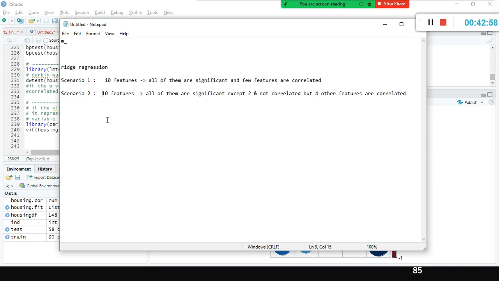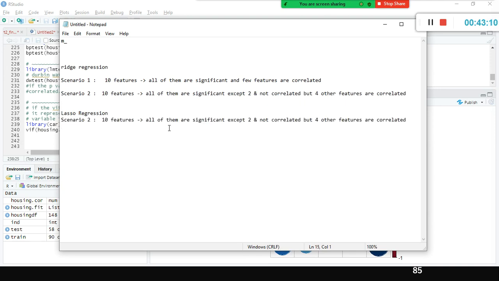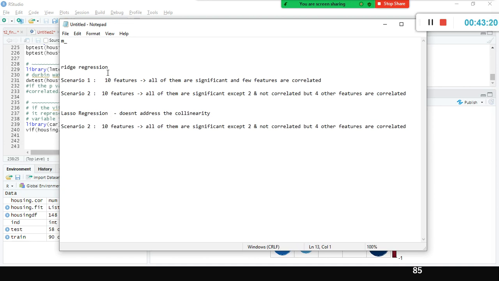Next one is, you have something called lasso regression. Lasso regression. In the case of lasso regression, what it does is, it does this one. But lasso regression doesn't address the collinearity. It doesn't address the collinearity. Okay, only ridge addresses the collinearity.